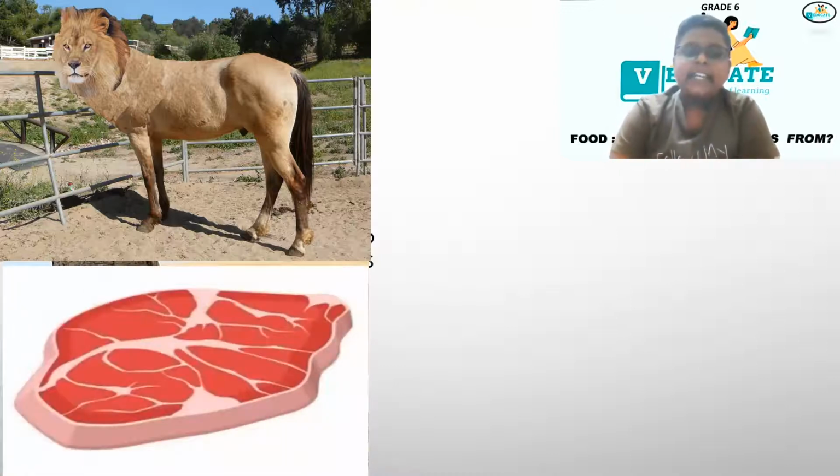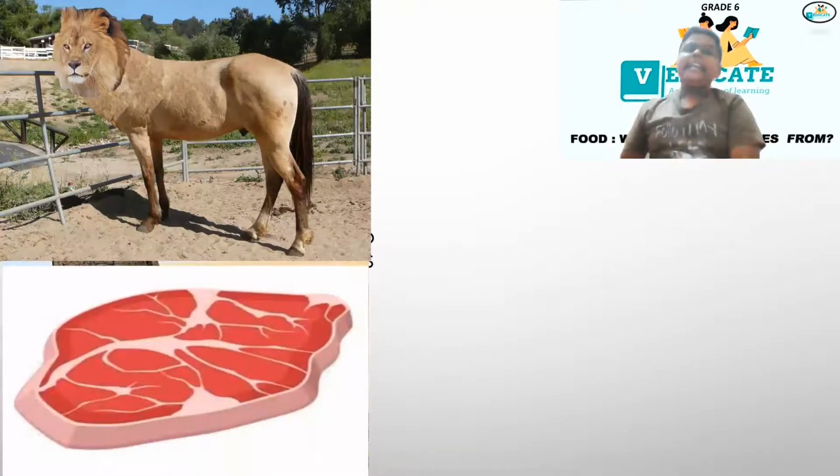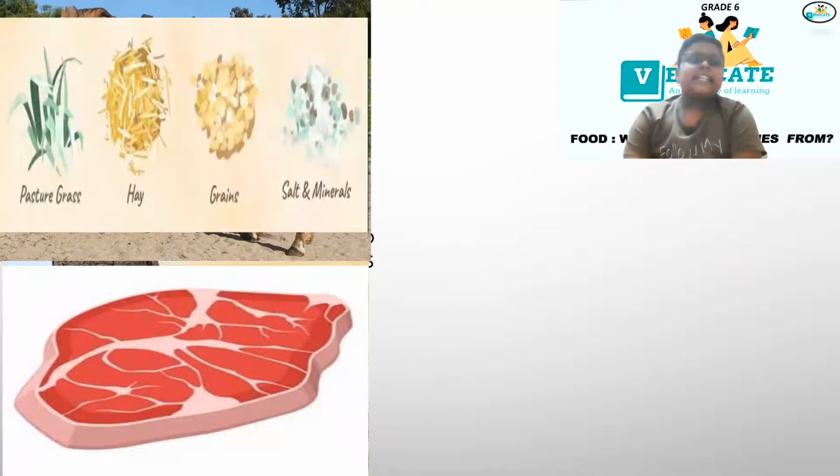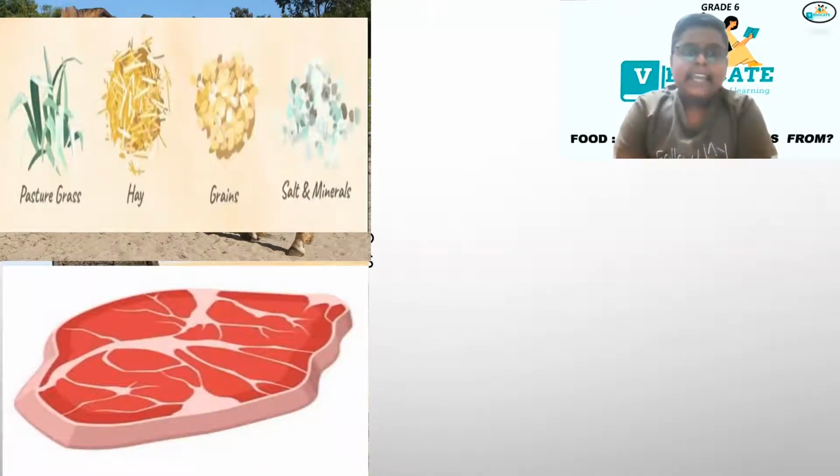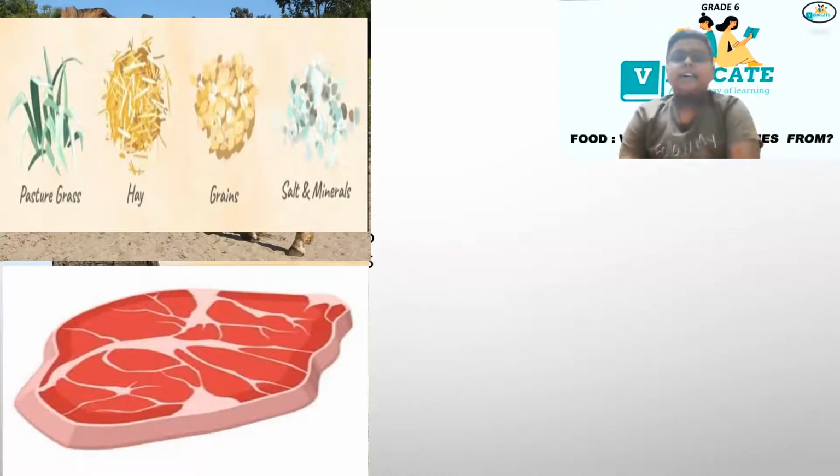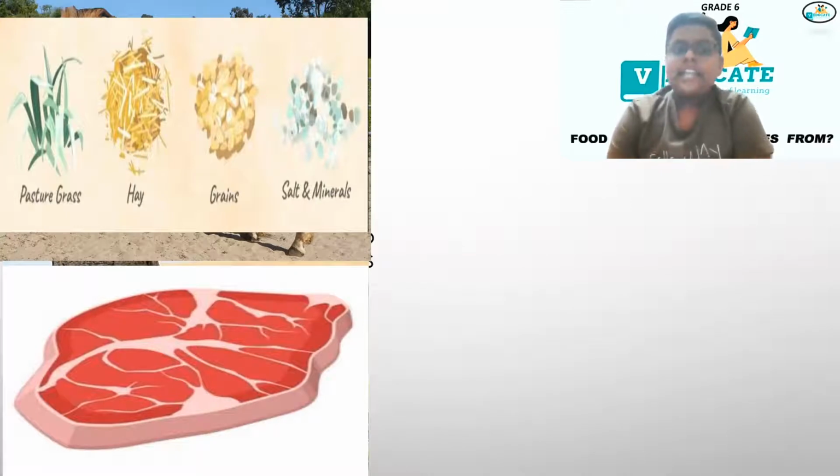So here the lion is there. The lion actually eats the meat of other animals. And here the horse is there. The horse eats grass, hay, grains, salt and minerals. So these are the items eaten by the horse and the lion. Now it was reversed. The lion became a horse and the horse became a lion.